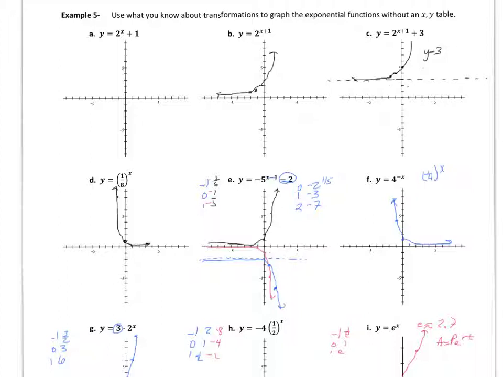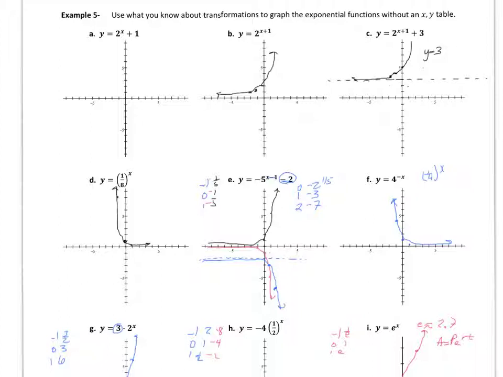On B, 0 to infinity. So what about C? What's my range on C? Where's my asymptote? At 3. So it's from 3 to infinity is my range.